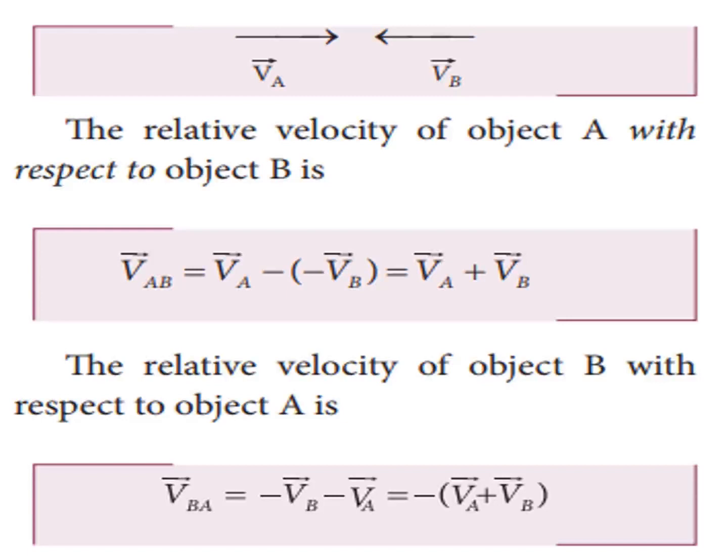So the velocity will be what? VR minus Vm, so root of VR square plus Vm square. The theta value is tan inverse of Vm by VR. So these three cases are in relative velocity.